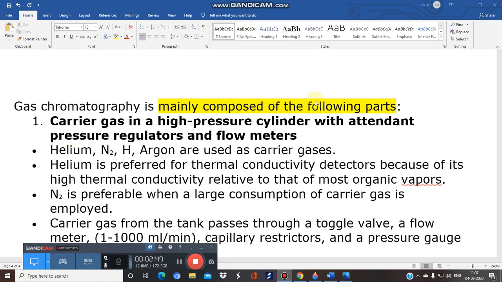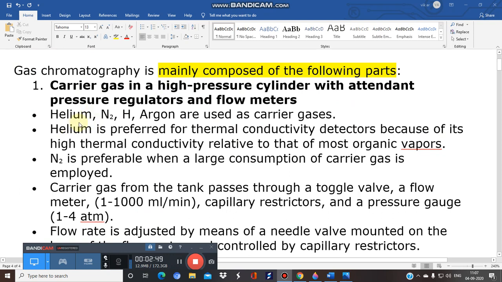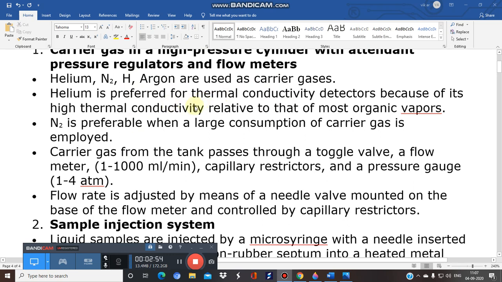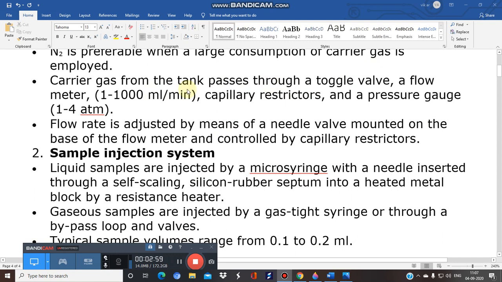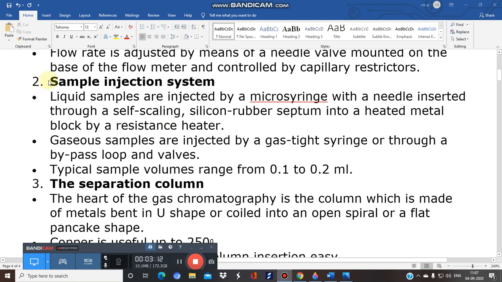Gas chromatography consists mainly of the following parts. The carrier gas is used, like helium, nitrogen, argon, and hydrogen also, which can carry the sample substances. We have to maintain the pressure of the gas, so we use different types of valves and a pressure gauge, which maintains the pressure, for example 1 to 4 atmospheres. The second part is the sample injection system. We introduce our sample with the help of micro syringes, with a needle inserted through a particular septum.